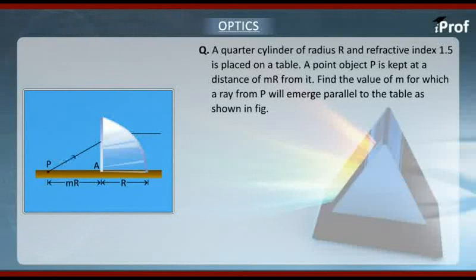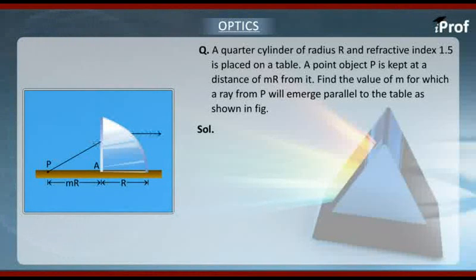Now let's go slowly into the solution of this problem. The axis of this optical system, which is a quarter cylinder, will be the table itself. Now there are two events involved. The first event is a refraction from plane surface and the second event is a refraction from spherical surface whose radius of curvature will be same as the radius of cylinder.